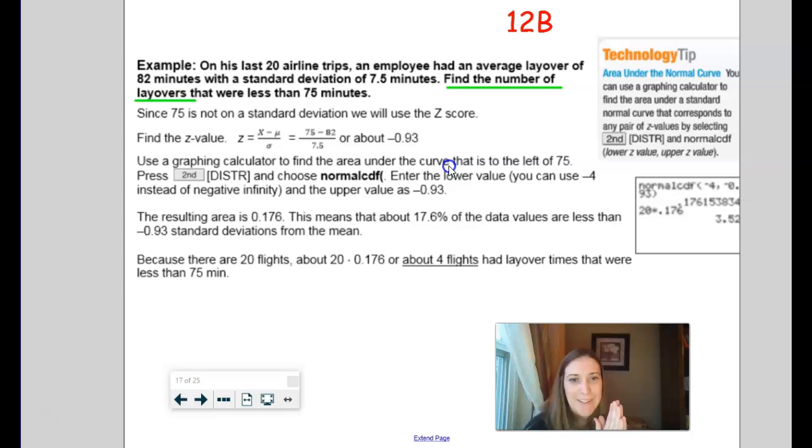So here's where those of us who have some stats background are going to be like, why are you making me do this? So an employee had an average layover of 82 minutes. Okay, so that's the mean. Oh, that's a mu, by the way. I don't know if we ever talked to you about that. That's a Greek letter mu. All right, standard deviation of 7.5. That's this guy, sigma.